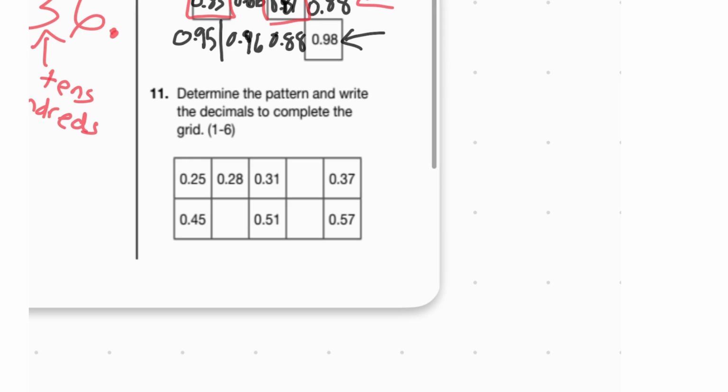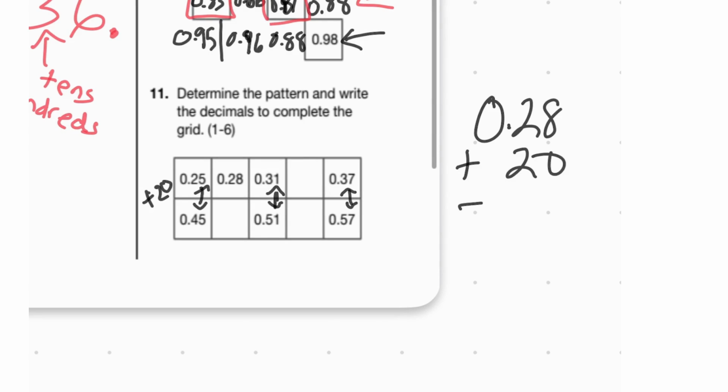Determine the pattern and write the decimals to complete the grid. So pretty similar. You kind of have to just find a pattern. Looks like these all end with 5, and then you're going up 2. So it goes from 25 to 45 would be plus 20. From 31 to 51, that's plus 20. And 37 to 57. So the pattern here we see is that every time you go from the top input, the output's going to be plus 20. So 0.28 plus 20 would give us 0.48.